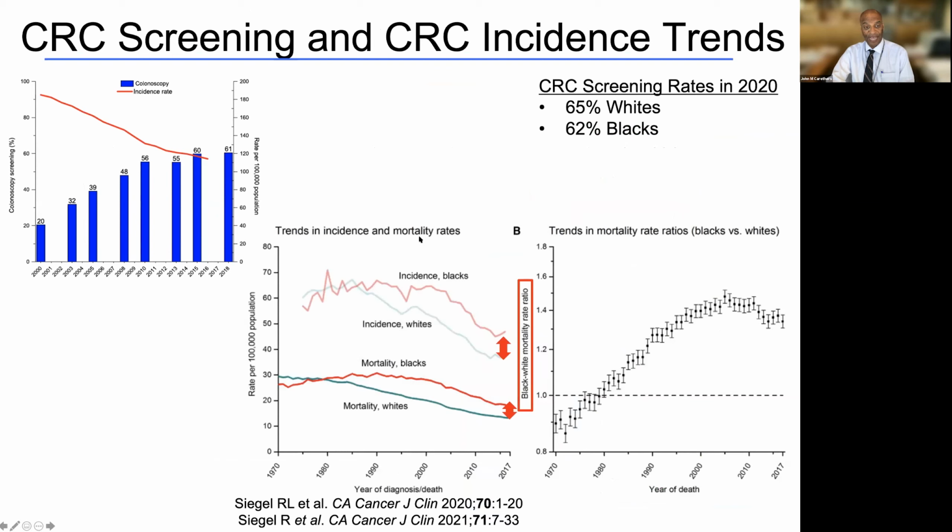Colorectal cancer screening in the United States has gone up dramatically. You can see in the chart on the left, by 2018, 61%, and certainly by 2020, 65% of whites and 62% of blacks have been screened by colonoscopy. And you also see in the red line that the incidence rates of colon cancer have gone down. That is true for both blacks and whites, as shown in this middle graph. However, there is still a gap in incidence between blacks and whites, shown by this big arrow, as well as in mortality. So there's still a disparity. And you can see the black-white mortality rate ratio, where one would be equal between the two races, actually climbed over time and seems to be leveling off in recent years.